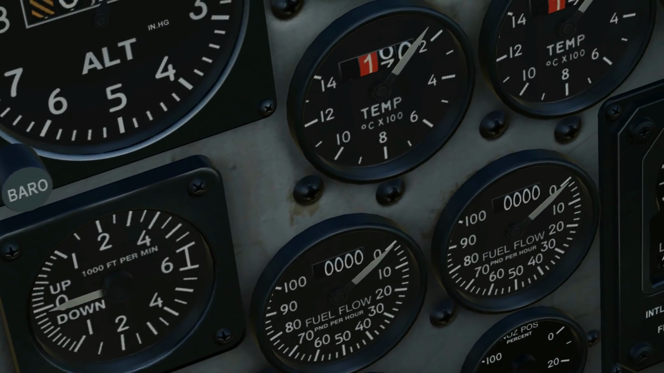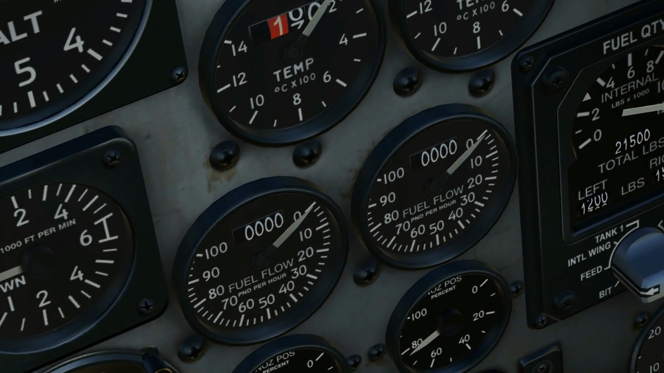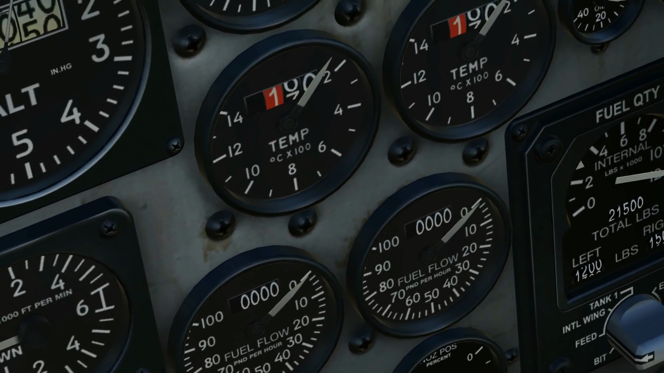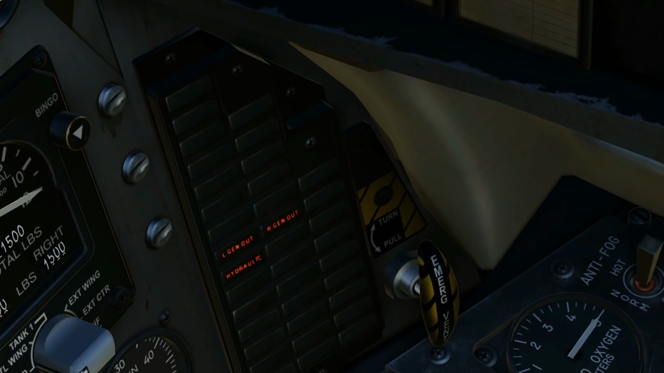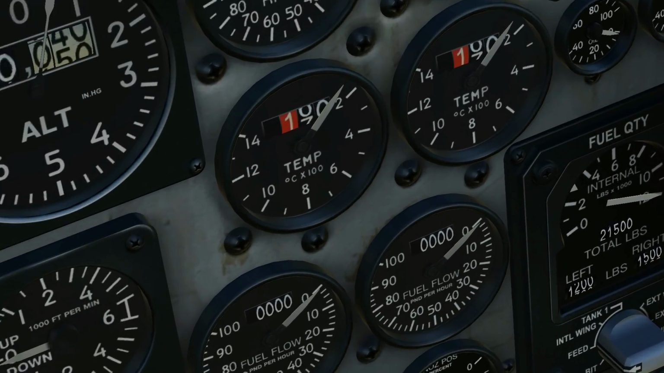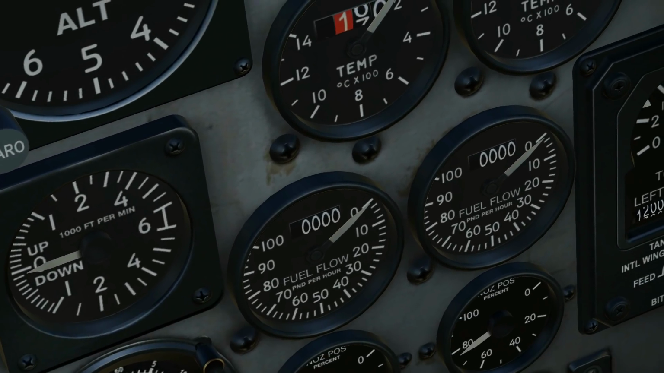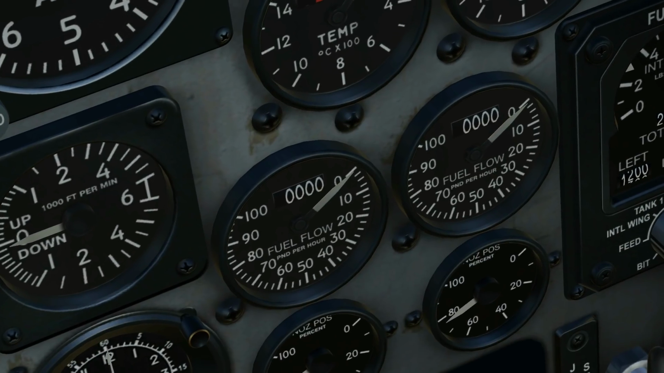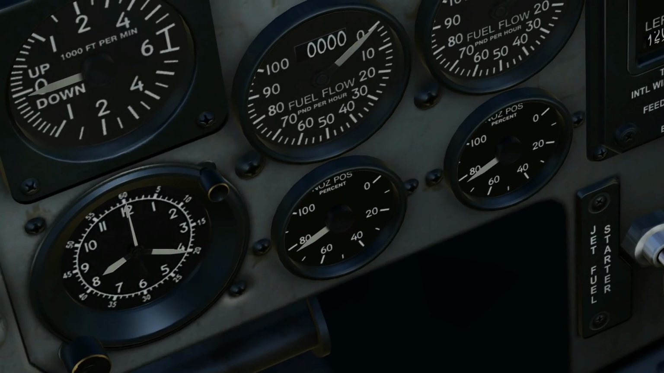Fuel flow, very important gauges. They do work and they are accurate. So, how much fuel is flowing to each engine per hour. It's very useful especially if you're running low on fuel, to calculate how much fuel you need to burn over the next hour, or how to set your RPMs to get the correct fuel rate for saving fuel, etc.